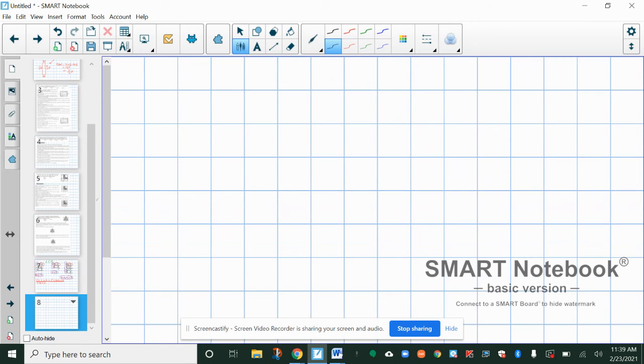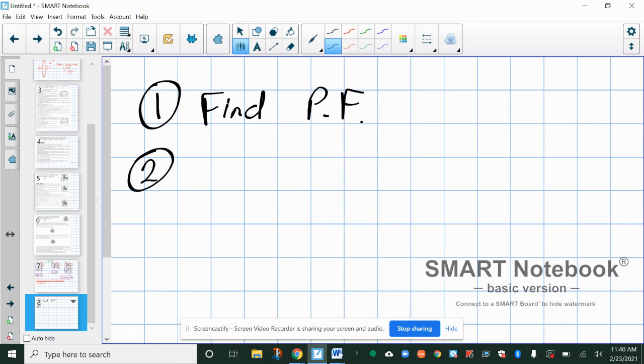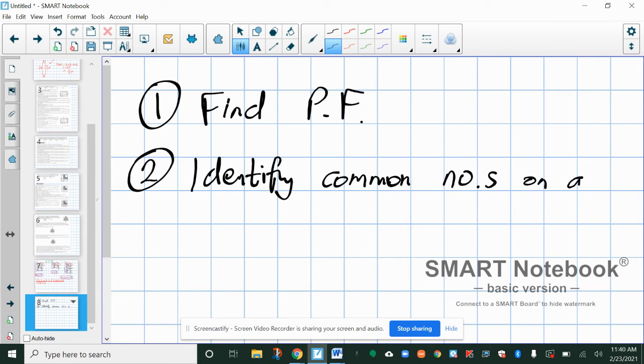Well, let's quickly bullet point them. 1, find the prime factorizations. So I'm finding the prime factorizations for all numbers. The next thing I'm doing is identifying common numbers on all three lists. So I'm looking for common numbers on all three, in this case it's 5, on all three prime factorizations.